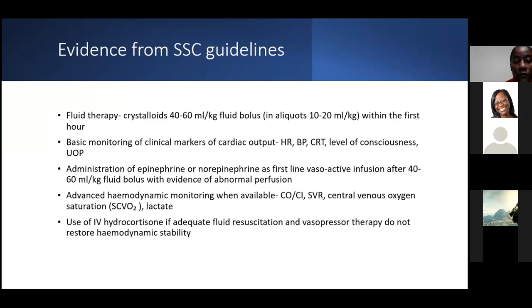Lactate, you do it from your point of care blood gas analysis. I just threw this in: the use of hydrocortisone if fluid resuscitation and vasopressor therapy do not restore hemodynamic stability. Remember, one of the pathophysiological mechanisms in sepsis and septic shock, with the cytokines and endotoxins, you have downregulation of adrenal receptors. So your use of corticosteroids helps in upregulating these receptors, so that you have increased effect when you're using your vasoactive medication.